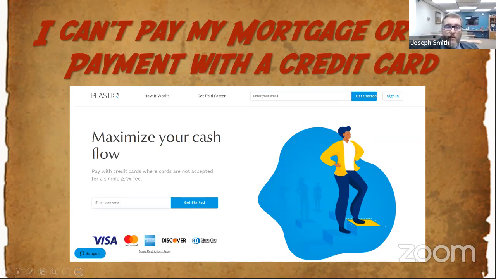So simply, you can pay anything through plastic. They'll write a cashier's check, or they'll make a wire transfer. As long as you give the account information of where you want the money to go, they'll make the payment to a mortgage company or to the person who holds your auto loan. It's very simple, and that's only 2.5%. That's a pretty good deal.